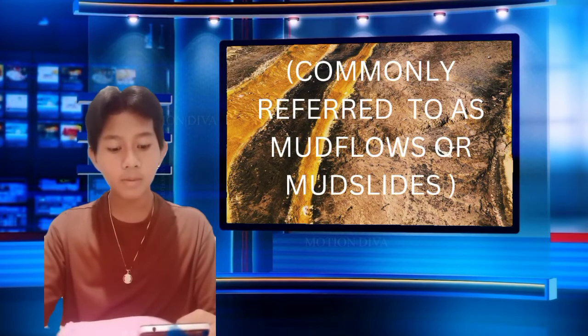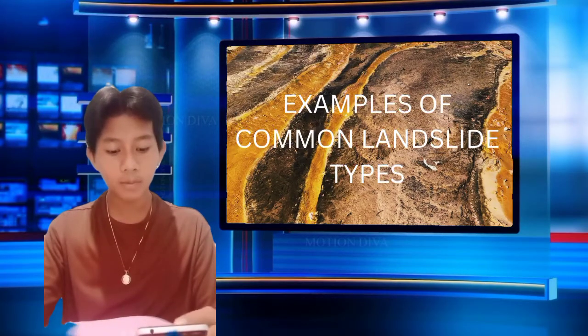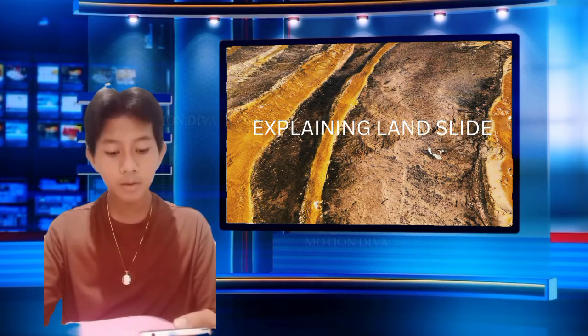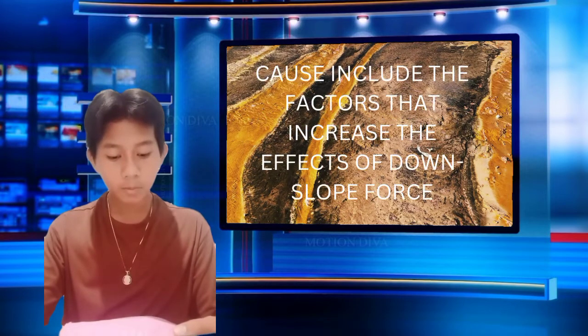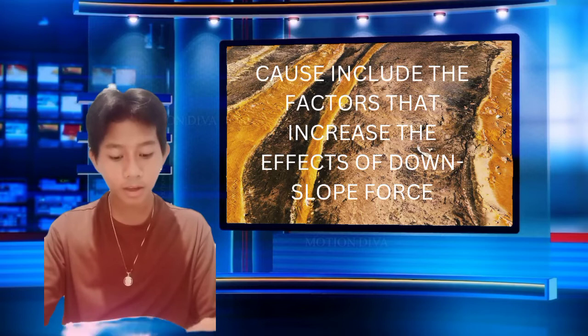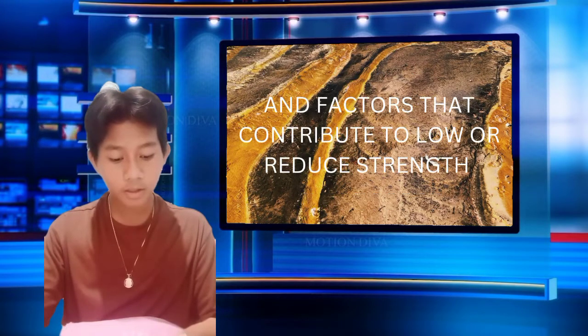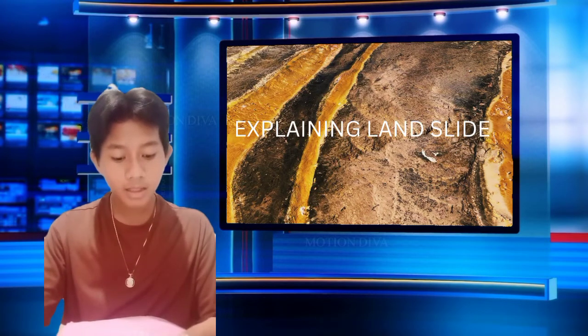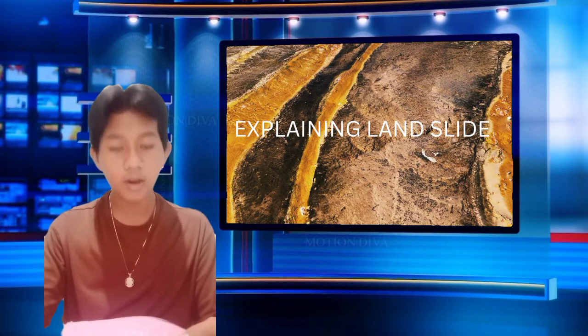Debris flow is commonly referred to as mud flow or mudslide. The rock fall is an example of a common landslide type. Almost every landslide has multiple causes. Slope movement occurs when the force acting downslope, mainly due to gravity, exceeds the strength of the earth material that composes the slope. Causes include factors that increase the effect of downslope force and factors that contribute to low or reduced strength. Landslides can be initiated in slopes already on the verge of movement.